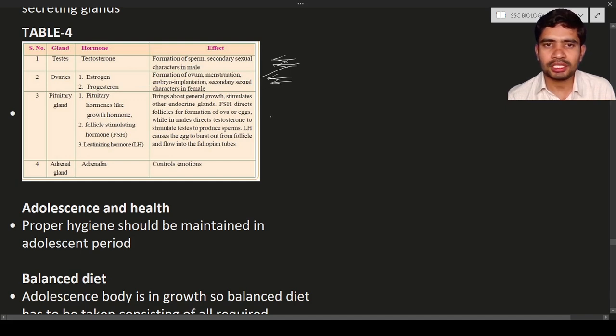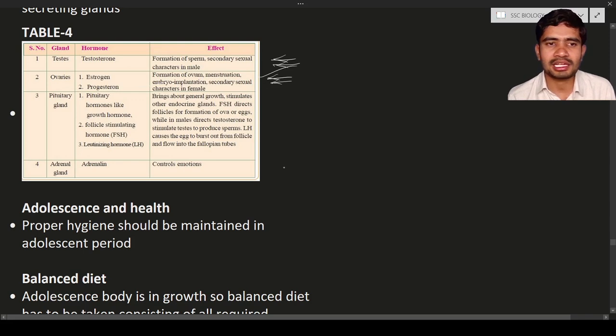Okay, in males the luteinizing hormone is going to help in the production of the spermatozoa. In females, LH is going to cause the egg to burst out of the follicle and flow into the fallopian tube. Okay, that is the importance of LH, luteinizing hormone.